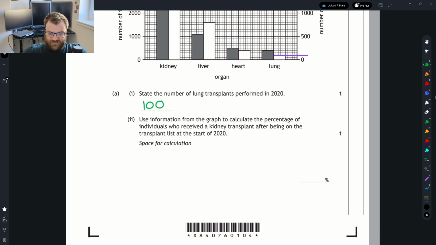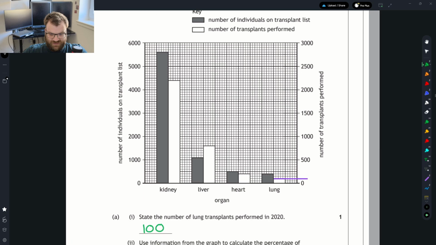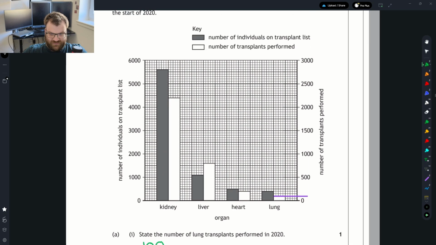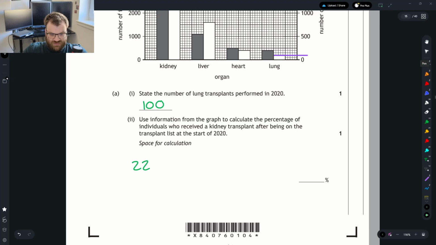We have to calculate the percentage of individuals who received a kidney transplant after being on the transplant list at the start of 2020. Okay, now this is all 2020, so it's just these numbers here. So kidney transplant values. So we have got two things to look at. So the number of transplants performed would be, well, if it's 50 each time, then that will be 2200. So there was 2200 performed out of the waiting list.